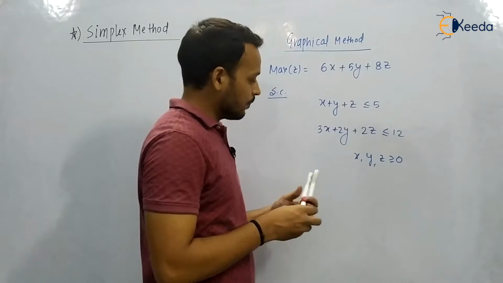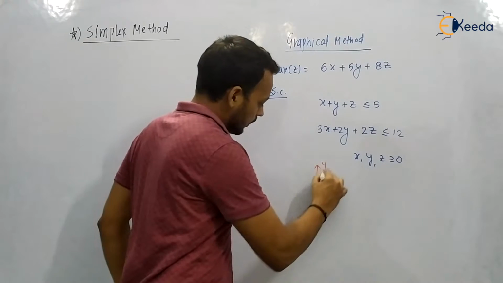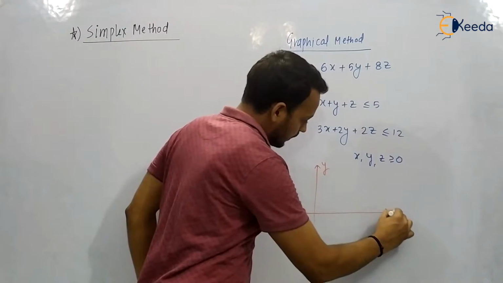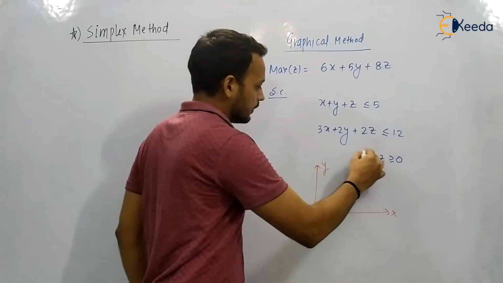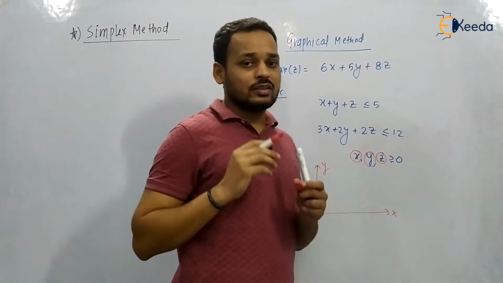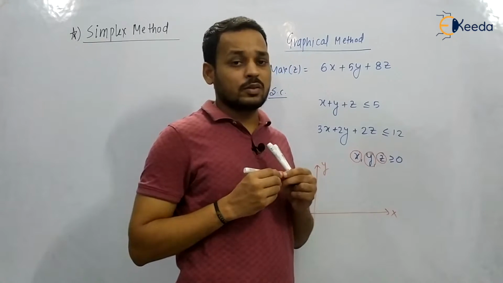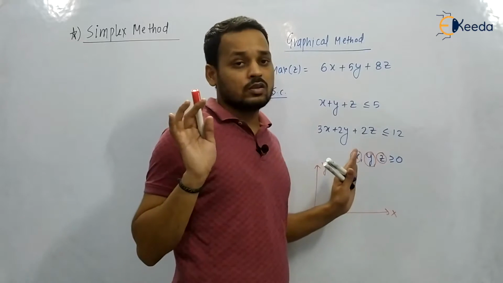So you can see that we are plotting the graph. In the graphical method we are plotting the graph between our decision variables. Here the decision variables are 3, so you cannot plot the graph. For 3 variables you cannot plot the graph on the board.